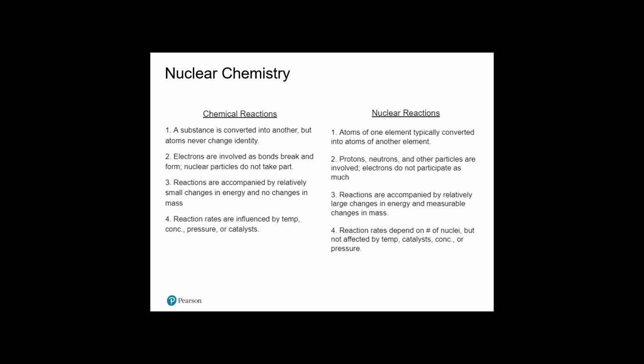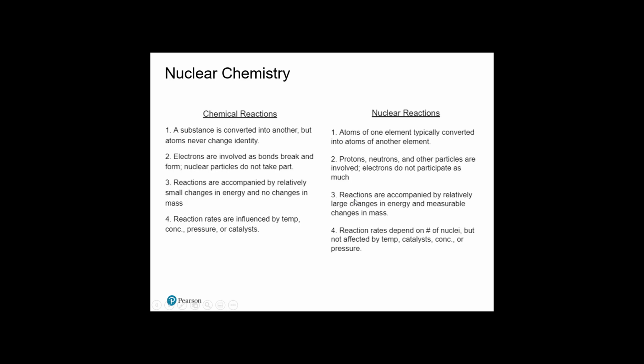This is from another class I teach, where I broke it down, so this is pretty much the same thing but a little bit more in detail. For chemical reactions, a substance is converted into another, but the atoms never change identity. Electrons are involved as bonds break and form. Nuclear particles, protons and neutrons, do not take part in that. Reactions are accompanied by relatively small changes in energy and no changes in mass. Remember the law of conservation of mass and constant composition: the mass on one side does not change from the other side. Nothing is created or destroyed. Reaction rates are influenced by temperature, concentration, pressure, or catalyst.